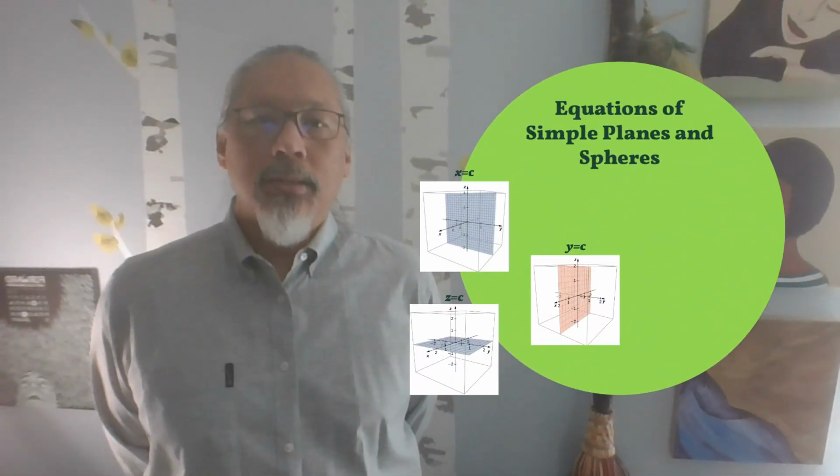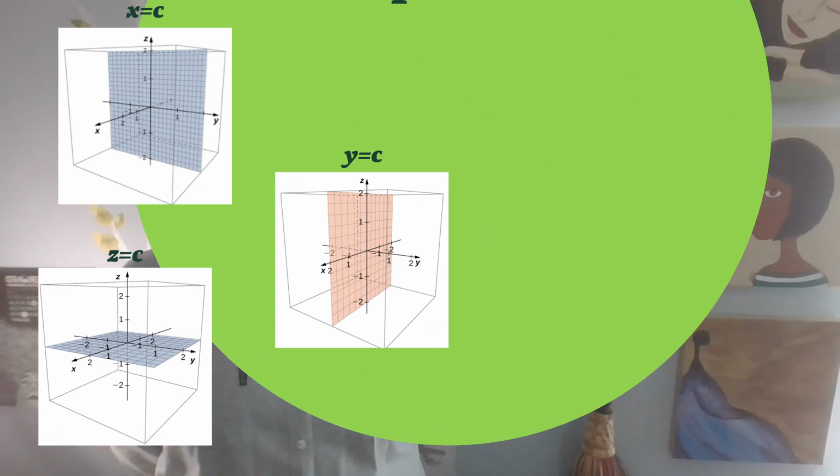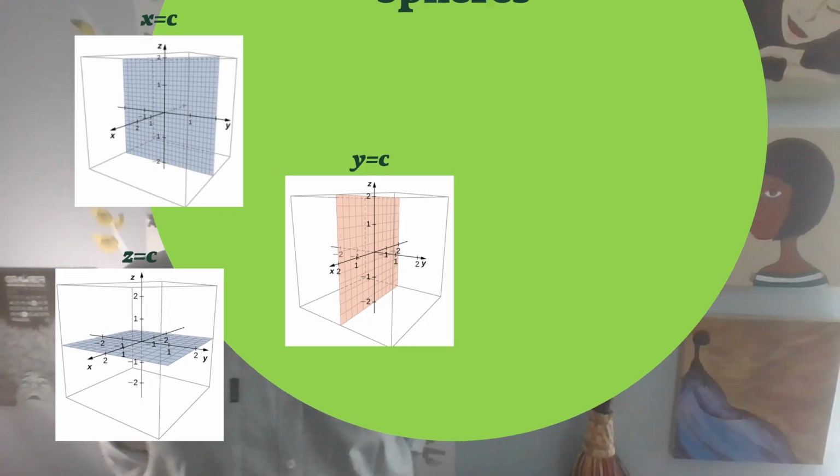Then we're going to take a look at some planes and spheres. First, the planes: there are the standard planes that we've already identified as the xy plane, the yz plane, and the xz plane. But we can actually call them by equations now. The xy plane is actually the plane z equals 0. If you let z equal any other constant, it will be parallel to the xy plane. When x is equal to c for any constant c, you will have a plane that's parallel to the yz plane. And finally, when y is equal to c, you'll have something that's parallel to the xz plane.